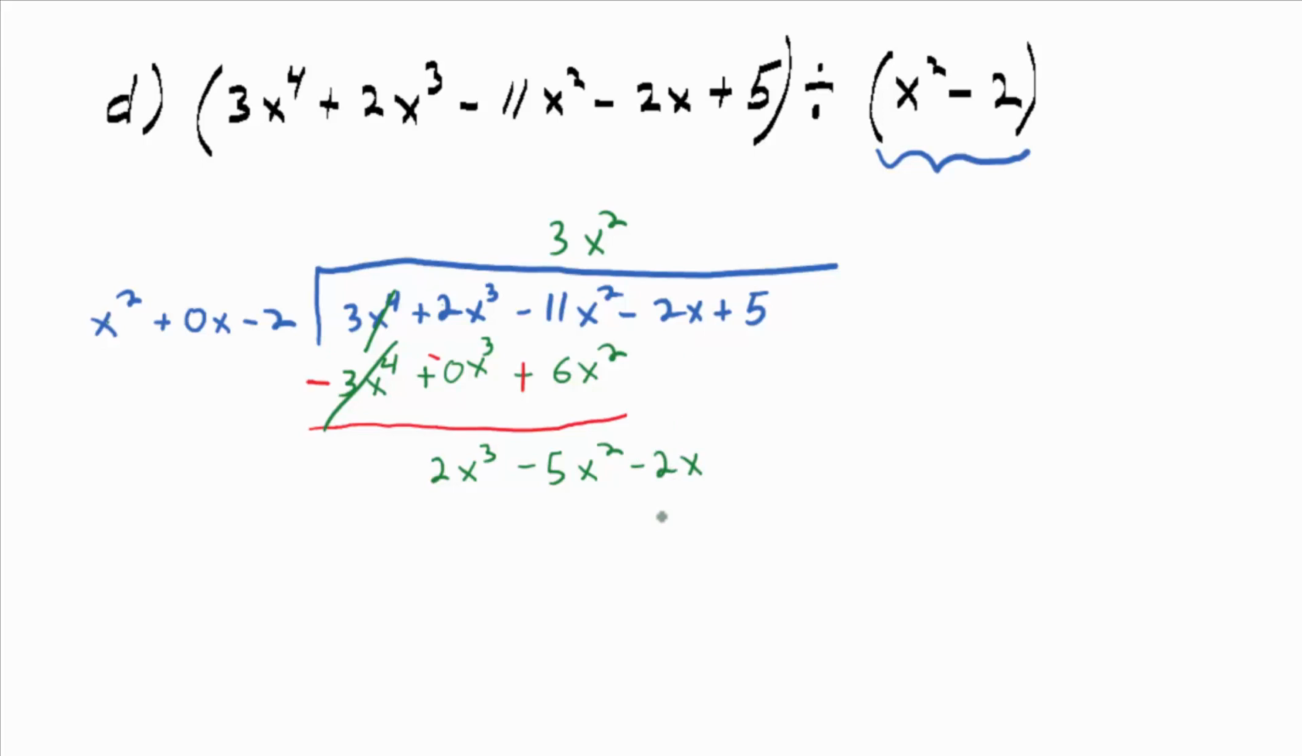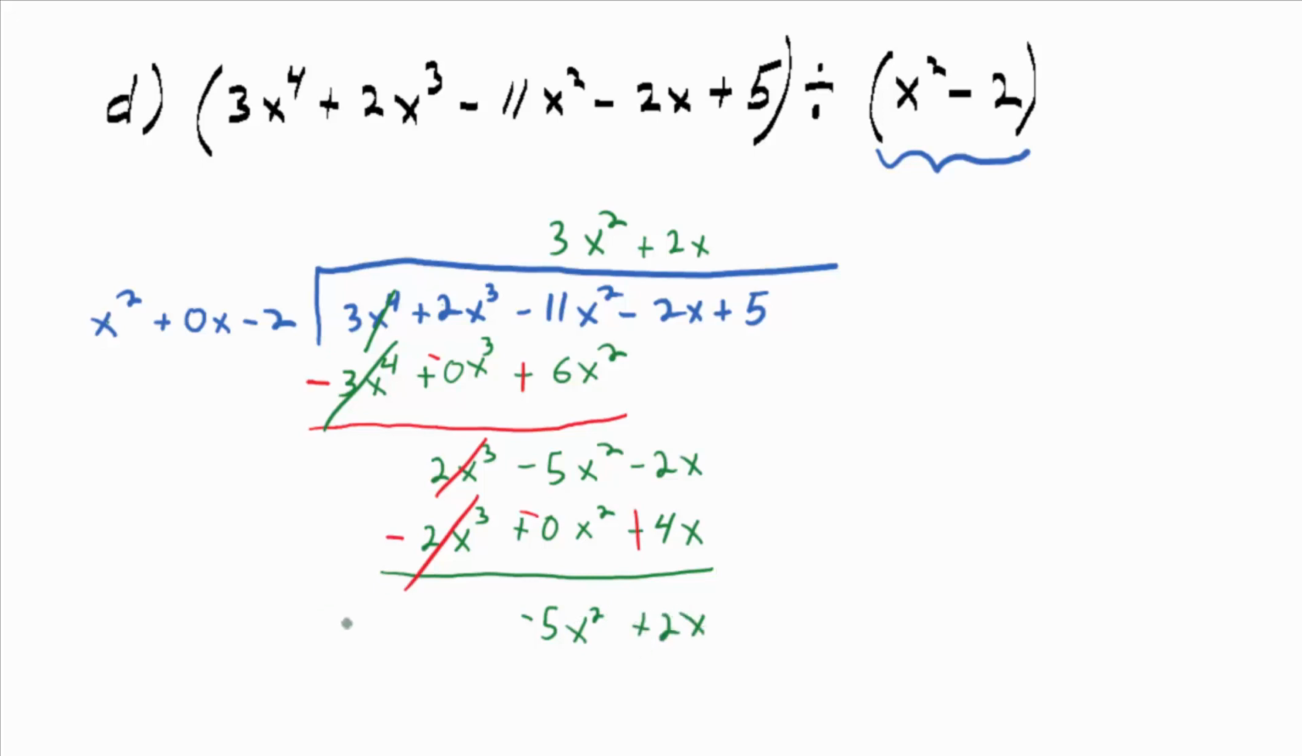Ask yourself, what can I multiply x squared by to get 2x cubed? And your self replies, so plus 2x. And then distribute the 2x to x squared plus 0x minus 2. What does that get you? Minus 4x. Good. Change the signs and add. So minus, minus, plus. Okay, so add them up. What do you get? Negative 5x squared plus 2x. Then what do you do? Bring down the plus 5 and start the process one last time.